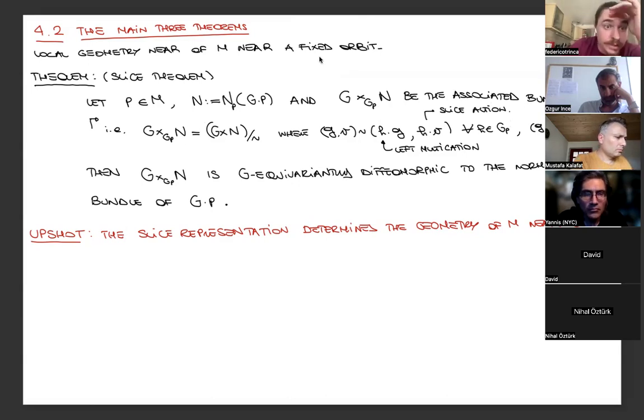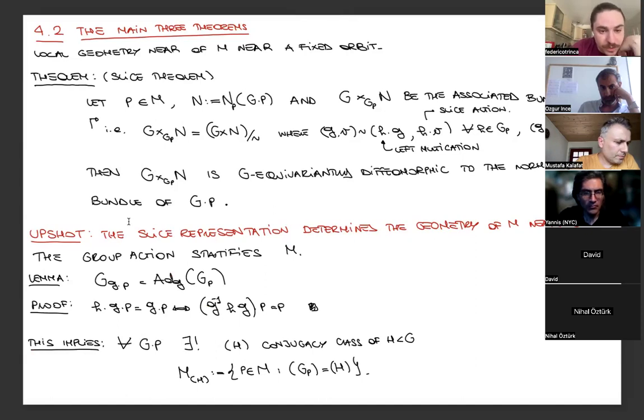What is true is that such an associated bundle is G-equivariantly diffeomorphic to the normal bundle of the orbit. So a local neighborhood of my orbit is completely determined by this associated bundle, which in turn is determined by a representation. So it is an algebraic object.